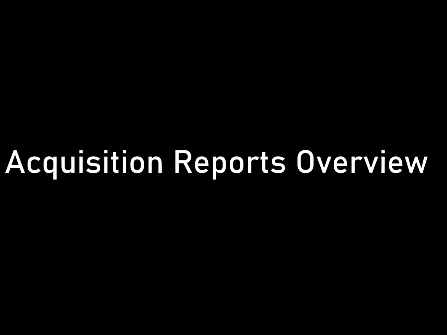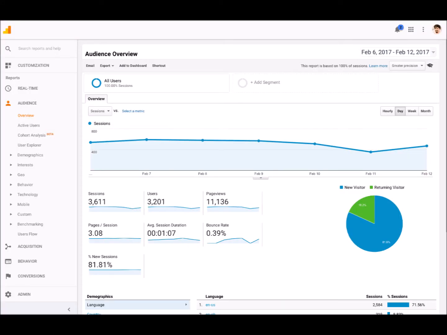Acquisition reports are located under the Acquisition section in the left-hand navigation. You can use the acquisition reports to compare the performance of different marketing channels and discover which sources send you the highest quality traffic and conversions. This can help you make better decisions about where to focus your marketing efforts.